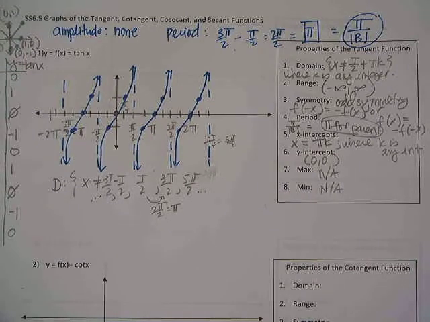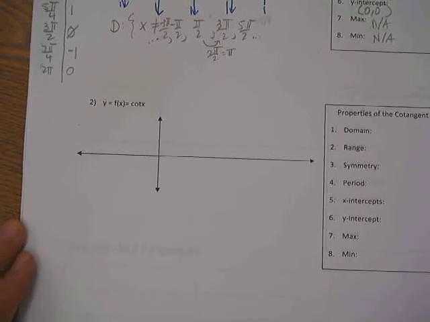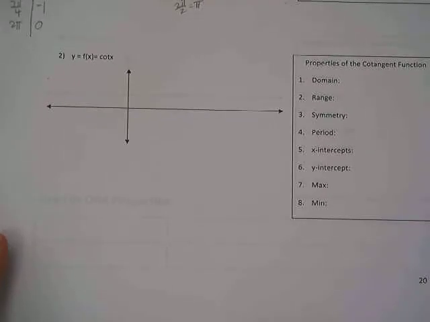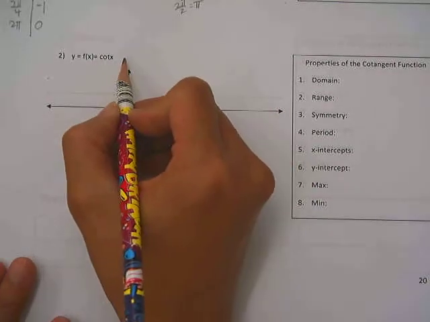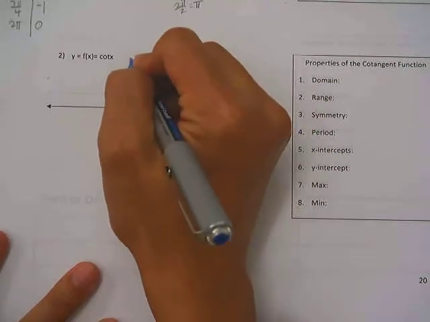Alright, so now, because cotangent is the reciprocal of tangent, I just want to remind you guys, the reciprocal function is not the same as the inverse. So when you say the reciprocal, you are actually dividing it by 1. When you're taking the inverse, you are actually switching the x and y values, which are two different things. Okay, so since this is the reciprocal of the tangent function, your amplitude and the period will also be the same as the tangent function.